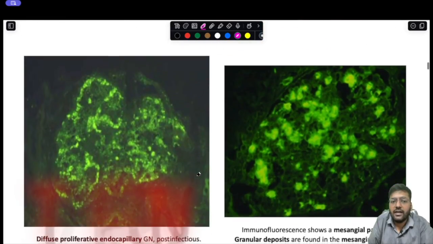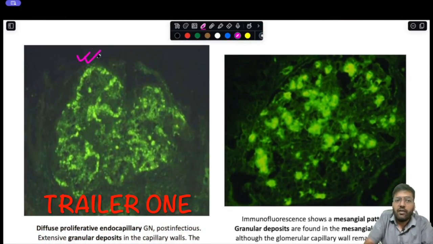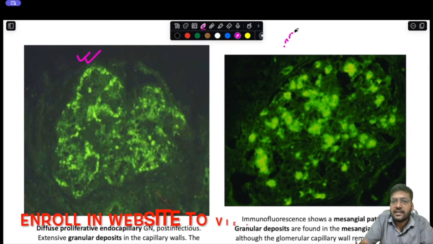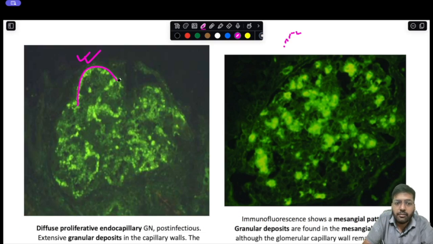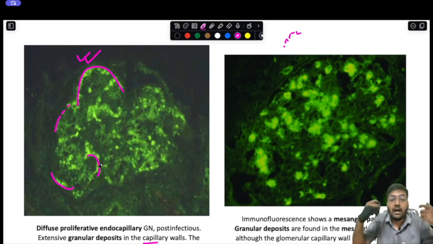Okay, so this is the Garland type of staining. As we can see over here, you can see that extensive granular deposit. Granular means it is like this. Okay, so extensive granular deposits, as we can appreciate, are in the peripheral capillary walls, and they are joining together like this, and they are giving a look as if it is like a garland.